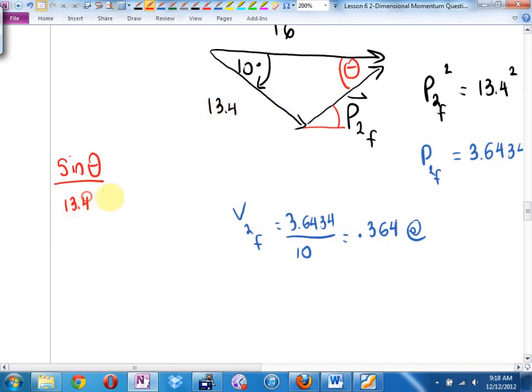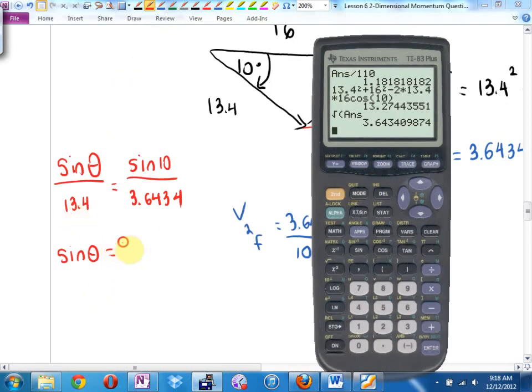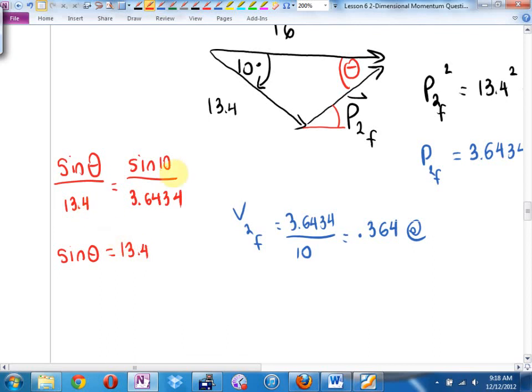13.4 equals the sine of the angle that I know, 10, divided by what's across from it. What's across from it? I didn't know it, but now I know it's 3.6434. You see why I carried a few extra sig figs? Because I knew I'd be using this a few times, actually. 3.6434. I'm going to cross multiply and divide. Or you can say this, sine theta is going to be 13.4. I can move this 13.4 up. Sine 10 all over 3.6434.